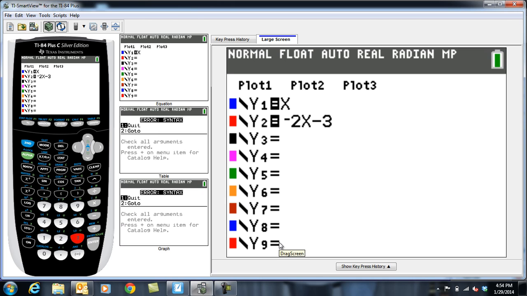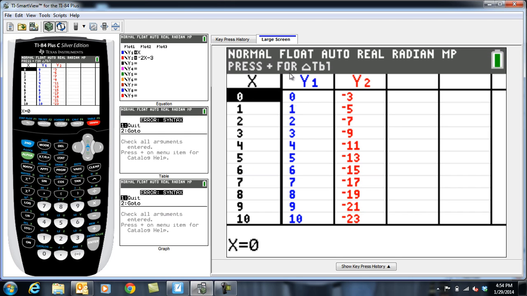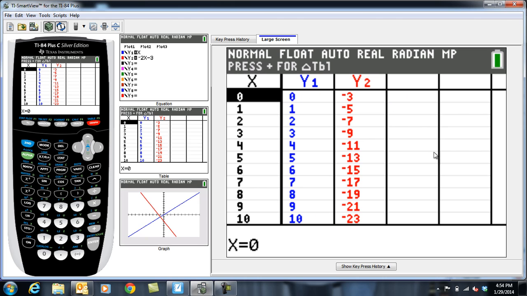So there are my two equations, and I'm going to compare the table first. So I'm going to go to second and graph. And this is the table of values that is generated for both of those lines that I just put the equations in for. Every single one of these points falls on those two lines that graphed. And here's how it works. The x value is only written once because they all share an x value. And then you have the y values for the first equation and the y values for the second equation. And they make ordered pairs.